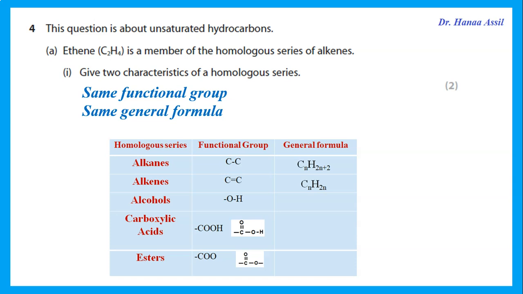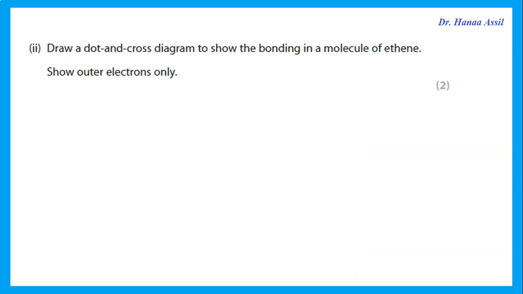That means the hydrogens are twice the number of carbons, and so on. So these are the different homologous series. In each homologous series, the members must all have the same functional group and the same general formula. If we want a third one, we say similar chemical properties. They will do the same types of reactions.